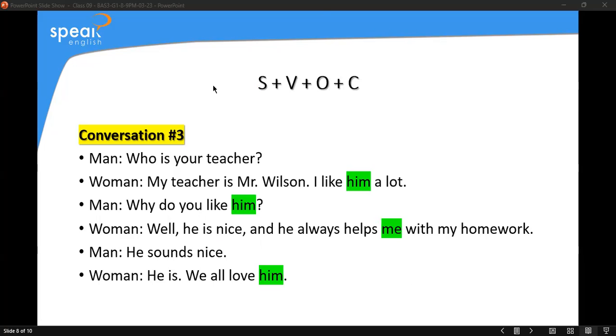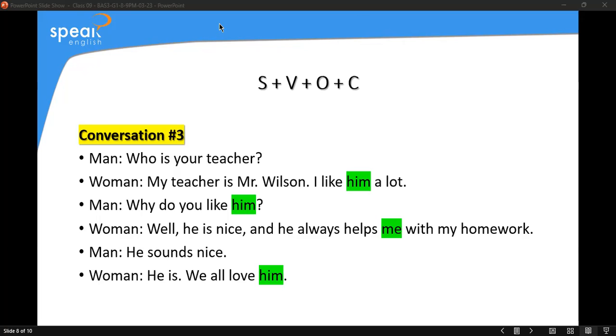Who is your teacher? My teacher is Mr. Wilson. I like him a lot. Why do you like him? Well, he is nice and he always helps me with my homework. He sounds nice. He is, we all love him.